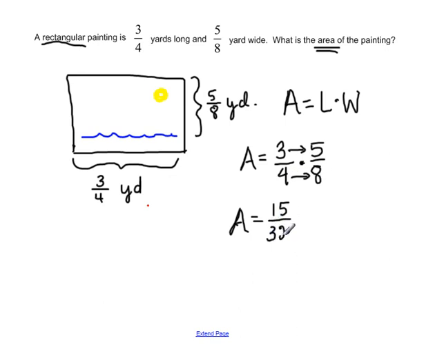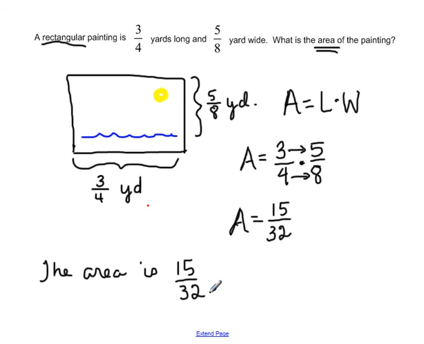Now, because this was a story problem, we want to be sure that we give our answer in a sentence, and we also want to be sure to include the units. This is going to be 15/32 of what? Remember, we were asked for the area, so we can come down here and say the area is 15/32.